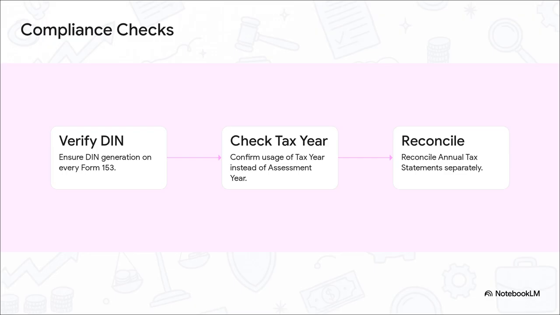Second, confirm the strict usage of tax year on the documents. If you see any reliance on the old assessment year terminology on these new forms, it's going to lead to major processing errors. And third, for those tricky transitional years, you've got to reconcile annual tax statements separately to ensure old arrears aren't accidentally duplicated by the new system.